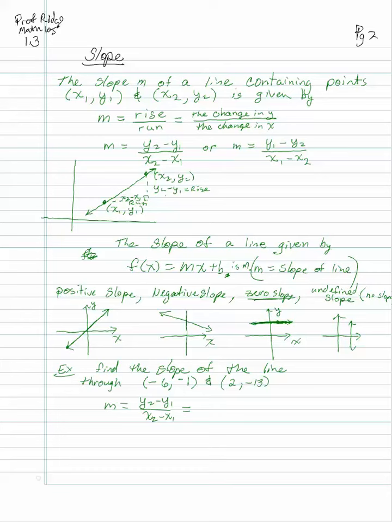Okay, so when I did my homework, I would study and try to memorize these things. All right, so again, this is x1, y1, x2, y2. So I'm going to go negative 13 minus a negative 1 over 2 minus a negative 6. So that's negative 13 plus 1, which is negative 12, over 2 plus 6, which is 8. And that reduces to negative, let's see, we can divide a 4 out. So that would be negative 3/2.